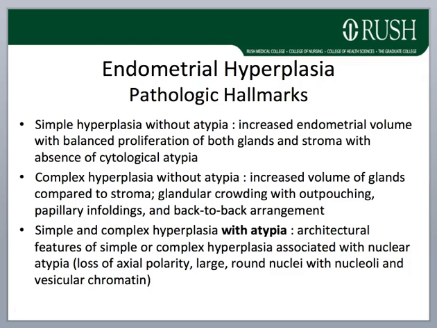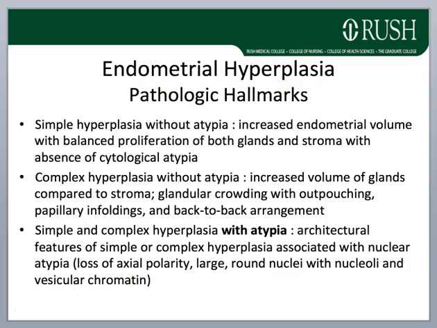In simple hyperplasia without atypia, there is increased endometrial volume with balanced proliferation between both glands and stroma and the absence of cytologic atypia. In complex hyperplasia without atypia, there's an increased volume of glands compared to stroma. There's glandular crowding with outpouching, papillary infoldings, and back-to-back arrangements.